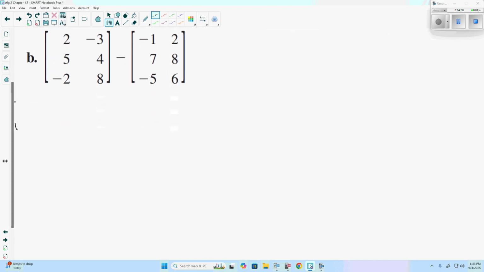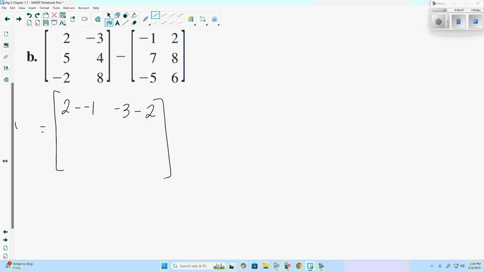Our first matrix is a 3 by 2. The second matrix is a 3 by 2. Can we subtract these? Yes, we could. I'm going to write it out first because we would have 2 minus -1, -3 minus 2, 5 minus 7, 4 minus 8, -2 minus -5, and 8 minus 6.